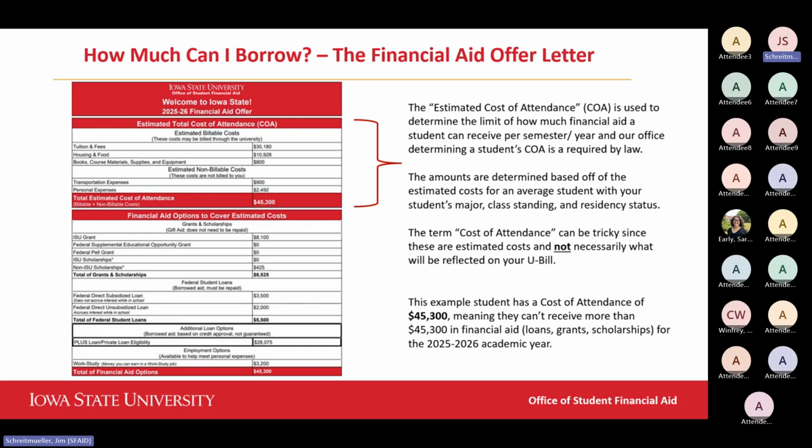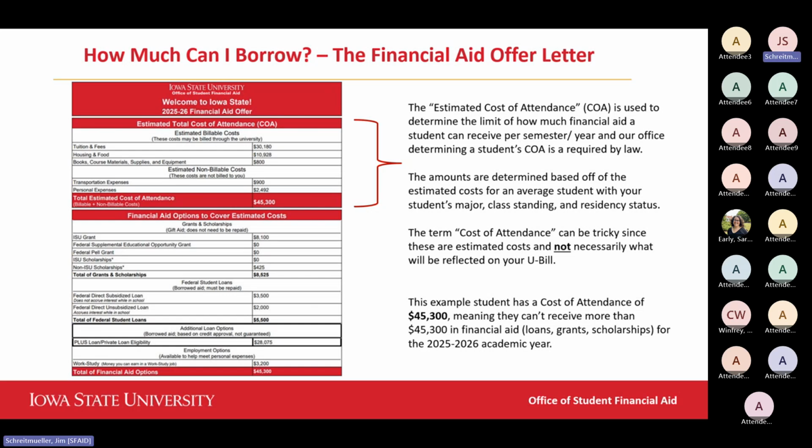So we can see this student is going to be paying right around 30,000 in tuition and fees, a little bit under 11,000 for housing and food, and then it's estimated they'll pay around $800 for books, course materials, supplies, and equipment. It also considers average expenses for a student. So transportation expenses is $900 for the year. That may or may not be the case with your student, depending on where they live, as well as personal expenses. And those can vary wildly between students. That's why it's just a general estimate. The term cost of attendance is a pretty tricky one, since these are just your estimated costs, and they are not necessarily what would be reflected on your U bill.